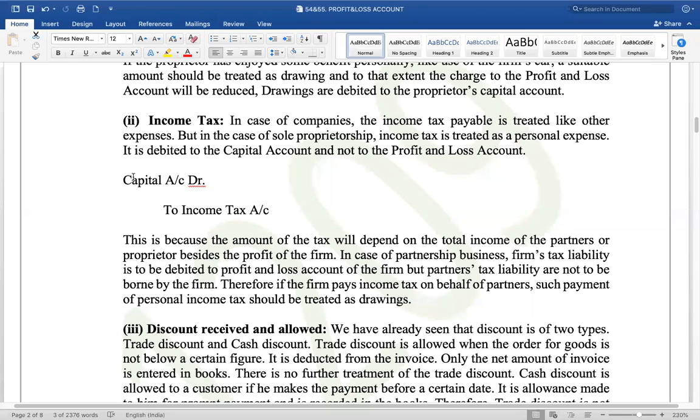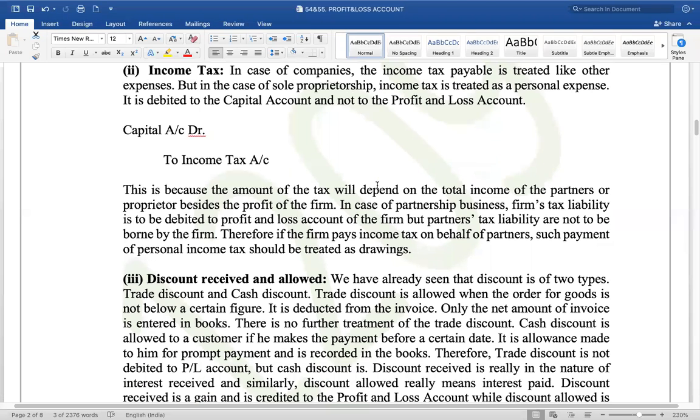And similarly, income tax. Income tax, okay, income tax is an expense. Therefore, it is debited to the profit and loss account. But if it is a proprietary organization, it should be charged against your own purse, not to the profit and loss account. Proprietor is an individual, so tax is levied on his personal income, on his income. So therefore, it is not to be charged to the profit and loss account.